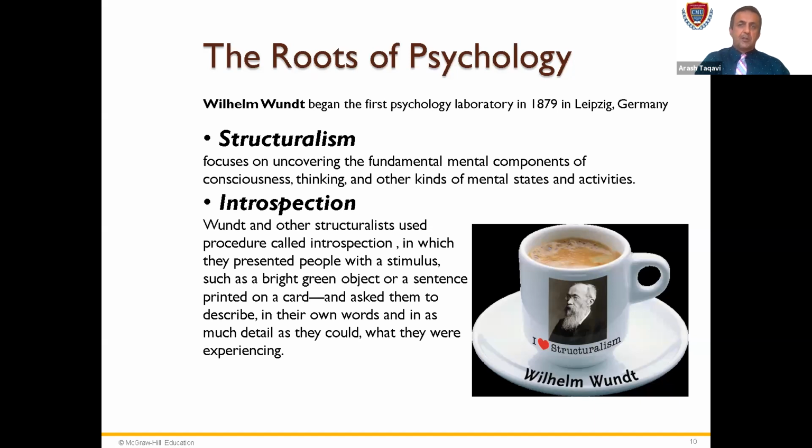Introspection and extrospection are the major parts of structuralism. Looking inside yourself and finding the major components of your mind is called introspection. Wundt and other structuralists used a procedure called introspection, in which they presented people with a stimulus such as a bright green object or a sentence printed on a card and asked them to describe in their own words and as much detail as they could what they were experiencing.